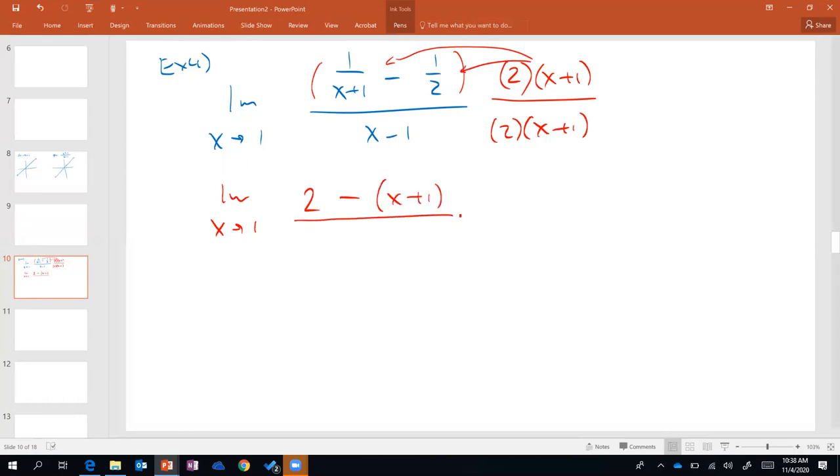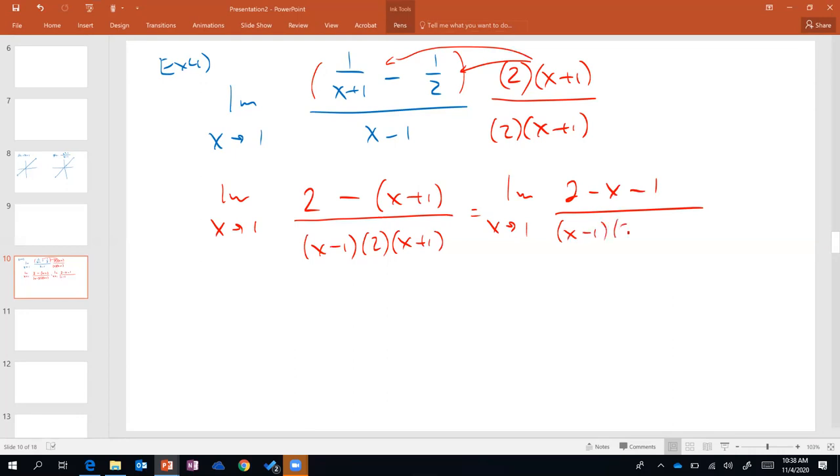On the bottom, I'm left with, let's see, x minus 1, a 2, and x plus 1. It can't cancel anything yet because, let's see, this is going to become 2 minus x minus 1. Everybody agree there? Let's keep the denominator still spread out here.